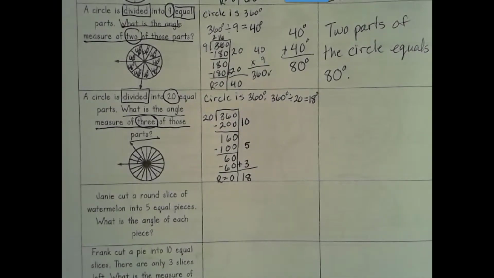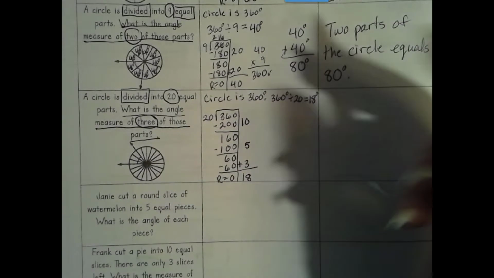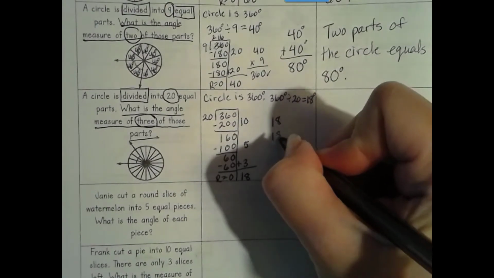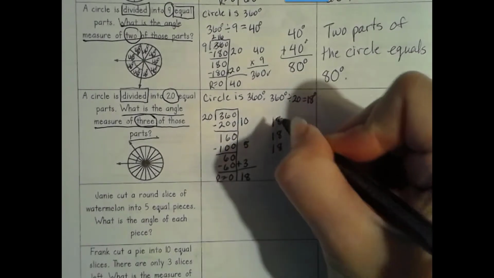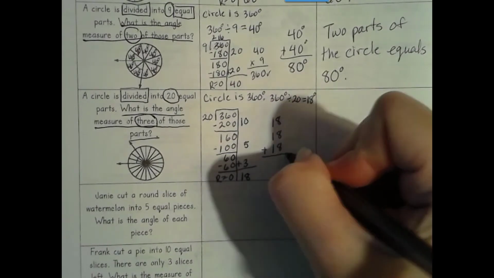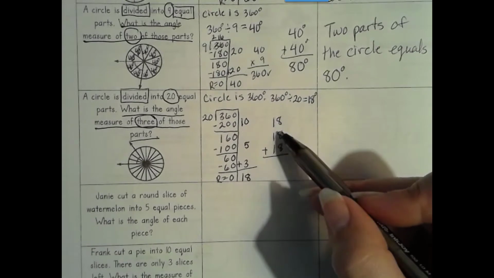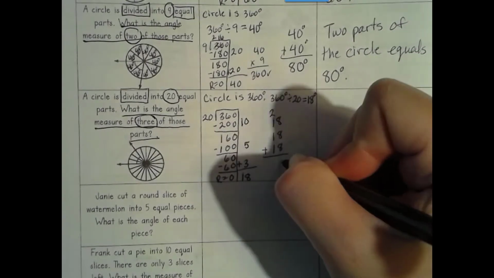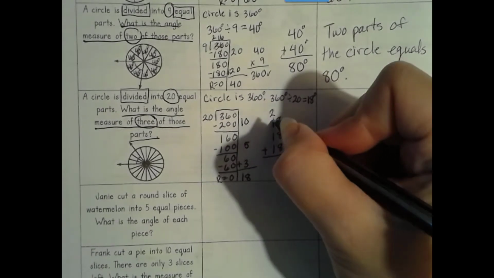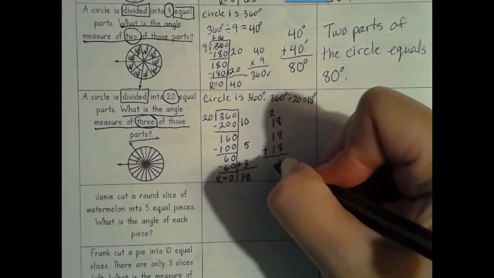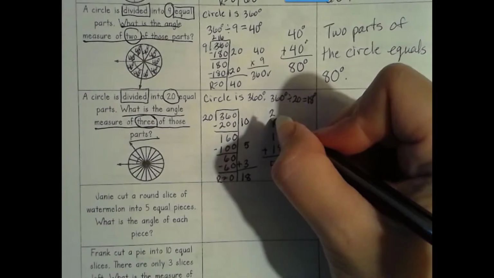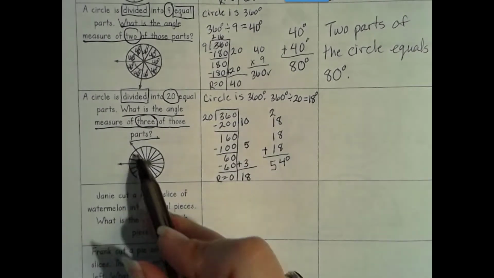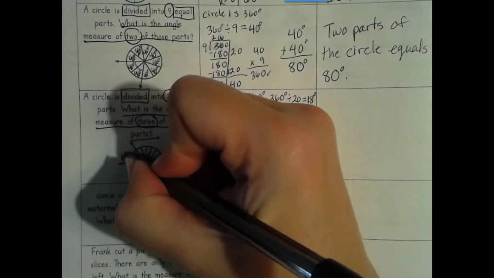So now that I know what 1 is, I have to figure out what 3 are. So I could either multiply by 3 or I could add 18 to itself because there's 3 of them. Either way works. 8 plus 8 is 16 plus 8 more is 24, or 3 times 8 is 24. 20, 30, 40, 50. Or 3 groups of 10 is 30 plus 2 more is 50. So those 3 angles together would be 54 degrees.